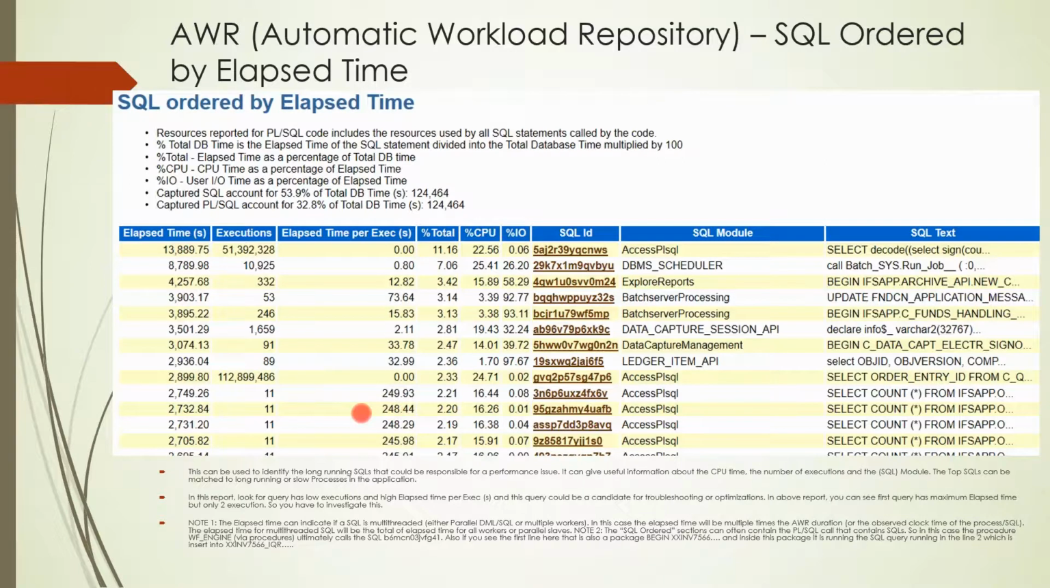Okay. So elapsed time can indicate if your SQL is multi-threaded, like a parallel DML SQL with multiple workers. In this case, the elapsed time will be multiple times the AWR duration. So this means the 249.93 is multiplied by whatever the duration of your AWR is.